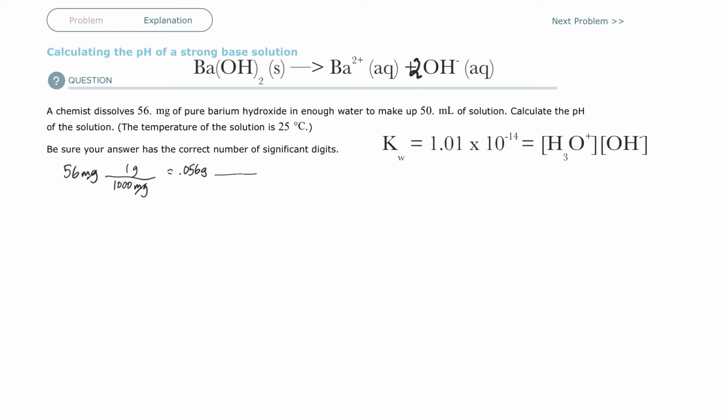The molar mass of Ba, 2 O's and 2 H's is 171.34168 grams per mole. Grams will cancel, and you end up with 0.0003268332 moles of barium hydroxide.